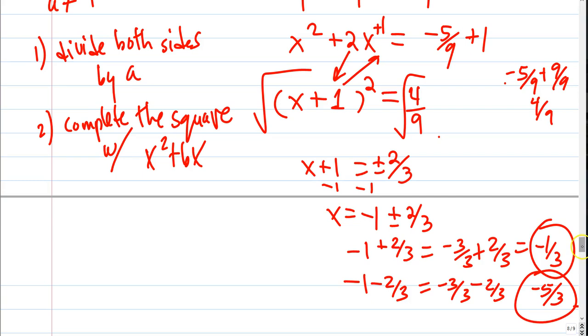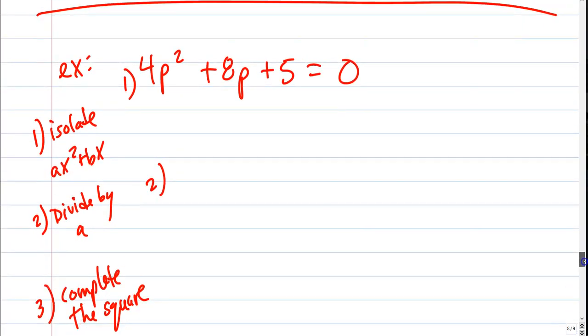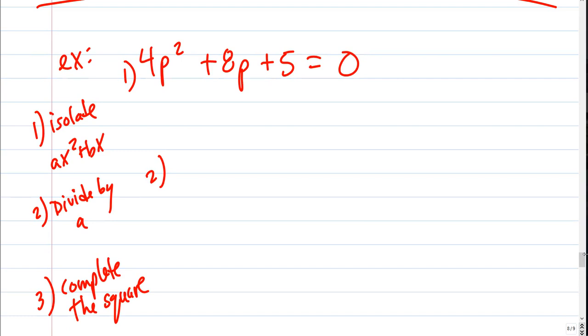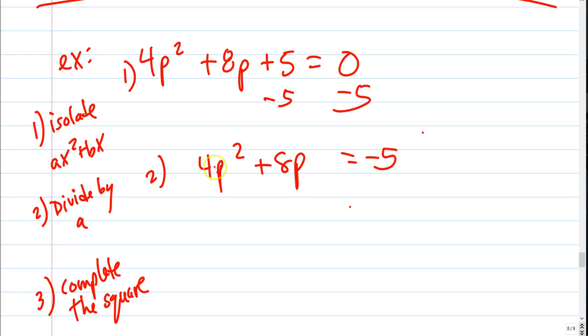Let's keep going. These last couple, like I said, are harder than what you're going to see on the test. But first, isolate the ax squared plus bx, which means move the c, move the 5, just like we did before. 4p squared plus 8p equals negative 5. Second, we do not like that 4. That is not going to be easy to complete the square. So we're going to divide everything by 4. So we have p squared plus 2p equals negative 5/4.